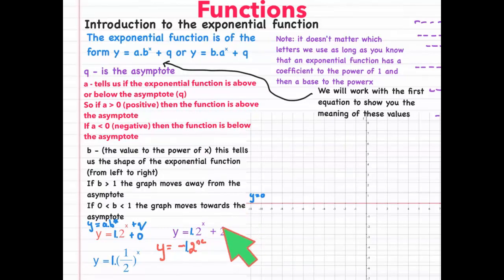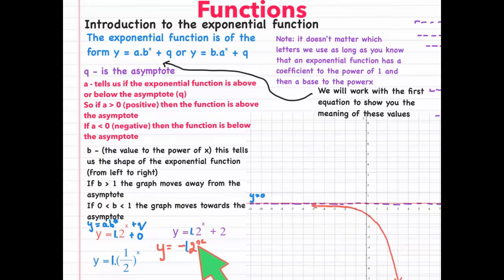So let's quickly go and have a look what it looks like. If I take this and I draw in my asymptote there, and remember it's plus 0, so my asymptote is on the 0, and then look quickly what's going to happen. This entire function is going to be below the asymptote. Now don't worry about the shape yet because we haven't looked at the b.